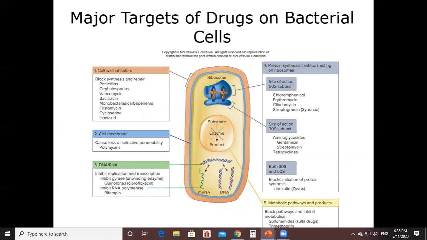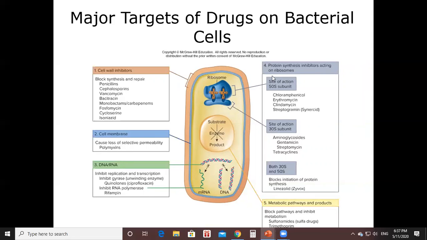Okay, here are some of the major targets so we can see them more schematically. This is a bacterial cell. You have cell wall inhibitors, which affect the cell wall. Then you have the cell membrane, where drugs cause loss of selective permeability. That's this blue part, the part that's affected. Then you have DNA and RNA, where drugs inhibit replication and transcription. They inhibit the gyrase and inhibit polymerase. So these are the different ones that affect the DNA and the RNA.